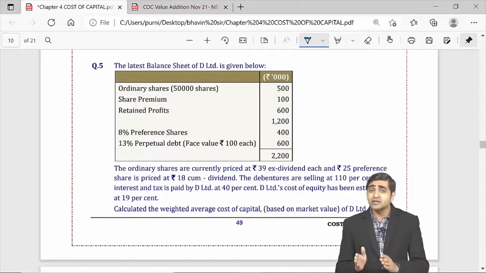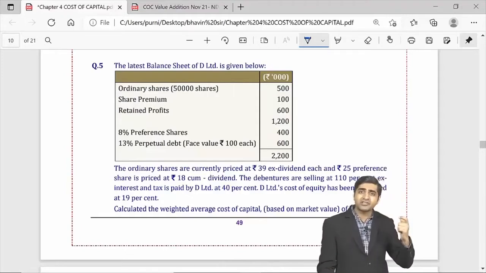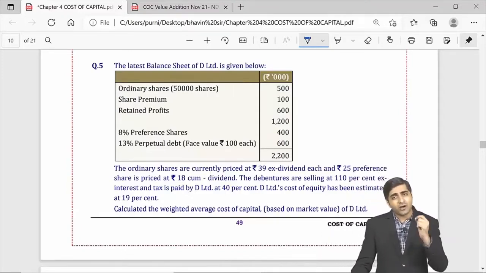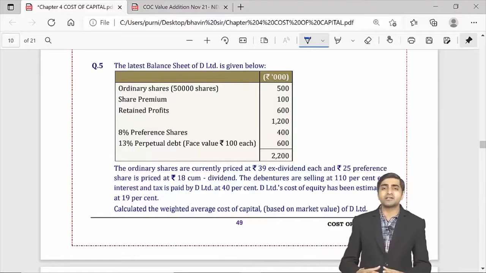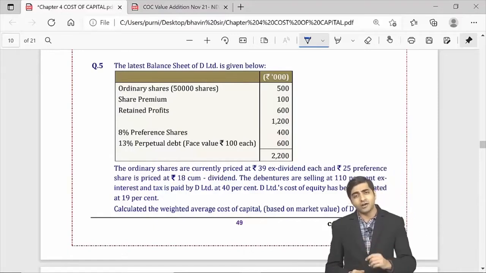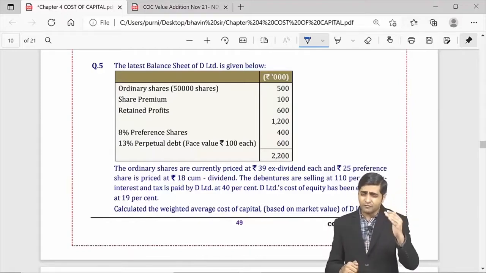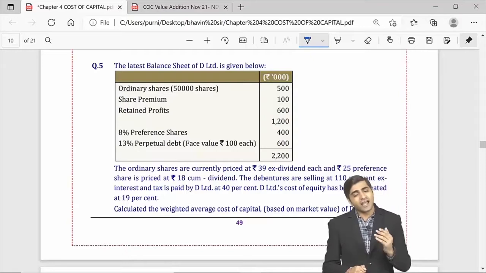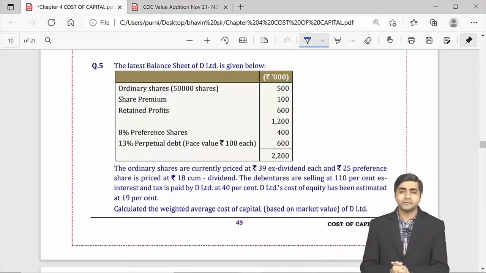Now, if you are using book value weights, as you all are aware, these are nothing but balance sheet values. So we will be taking the weights from the balance sheet itself. It means that your amount column will have your balance sheet values. And if you are using market value weights, then whatever is your debt, preference share and equity share, we will first write down the market values of all three financial instruments, and then we will calculate the weights, and after that your overall cost will be calculated.